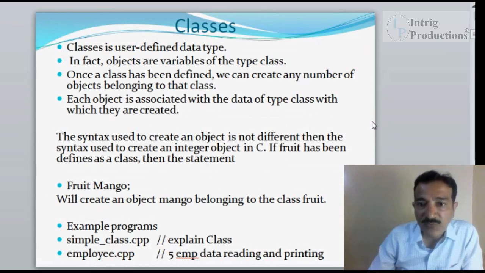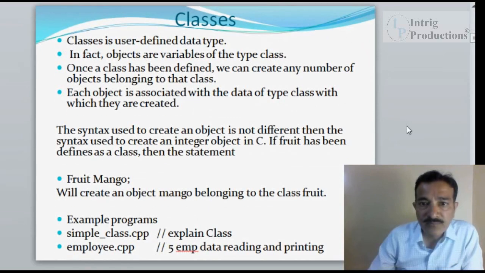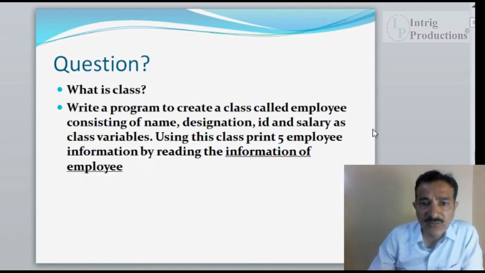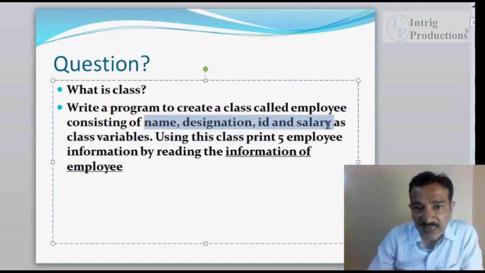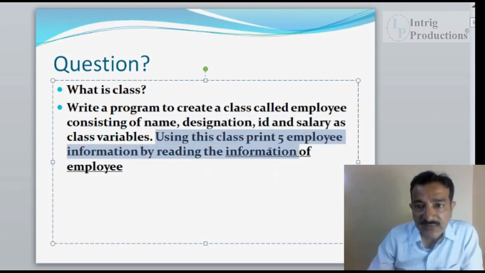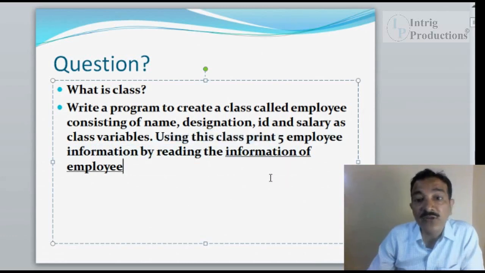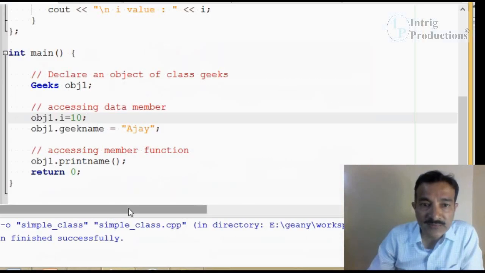Now the next one is, we'll go back to our question actually. Write a program to create a class called employee consisting of name, designation, ID, salary. So there are 4 data members, name, designation, ID and salary, which are class variables. Using this class, print 5 employees. So we should enter the values of 5 employees and we need to print them. Okay, I will go back and show you.